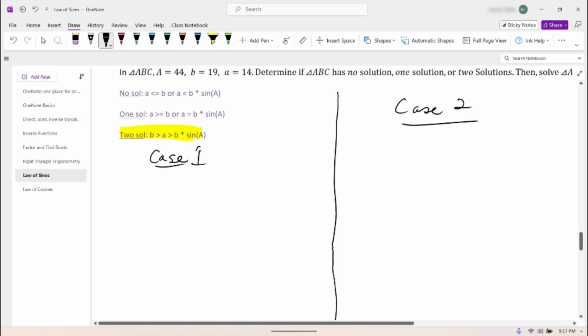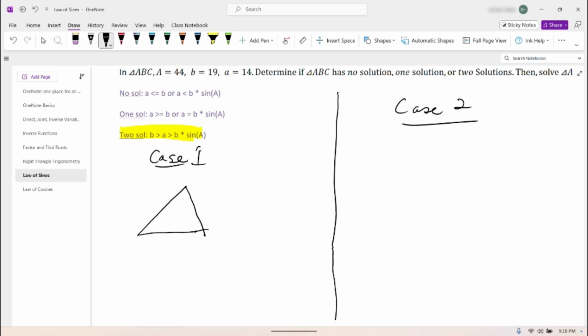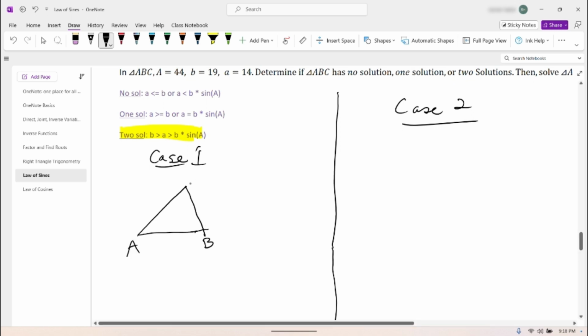So in case 1, let's make a picture where A is 44. An angle of 44 degrees sort of looks like this. So this is going to be A, and of course it'll have a side like that, and this is going to be the 19, and B will have to be less than 90 degrees, something like this. So this is B, this is A, and C. So B is 19. Let's use a different color. This side is 19, and this side is 14, and we know this angle is 44 degrees.